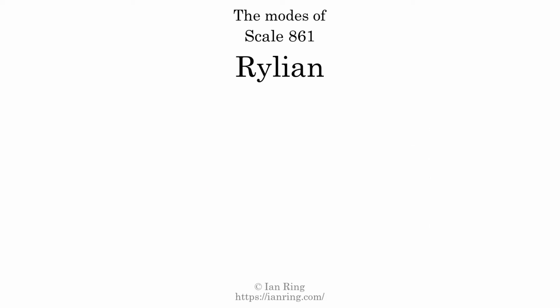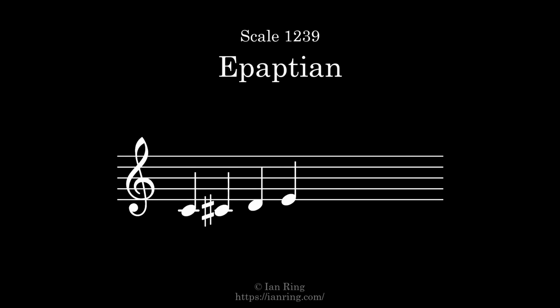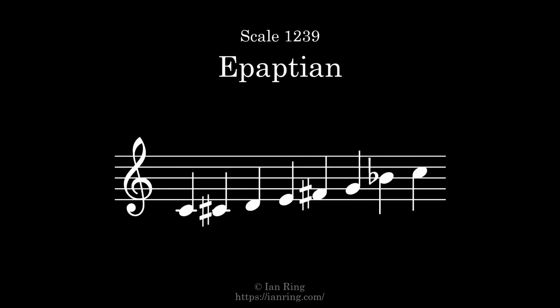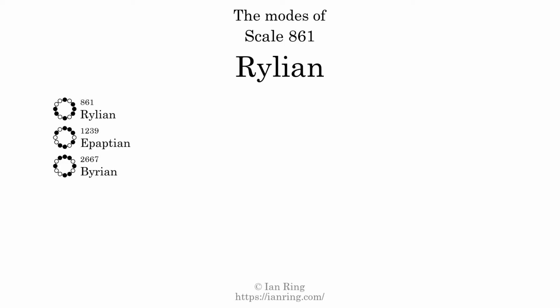This scale has 7 modes. The first mode is itself. The second mode is scale 1239, also known as a paption. It sounds like this. The third mode is scale 2667, also known as Rylian. It sounds like this.